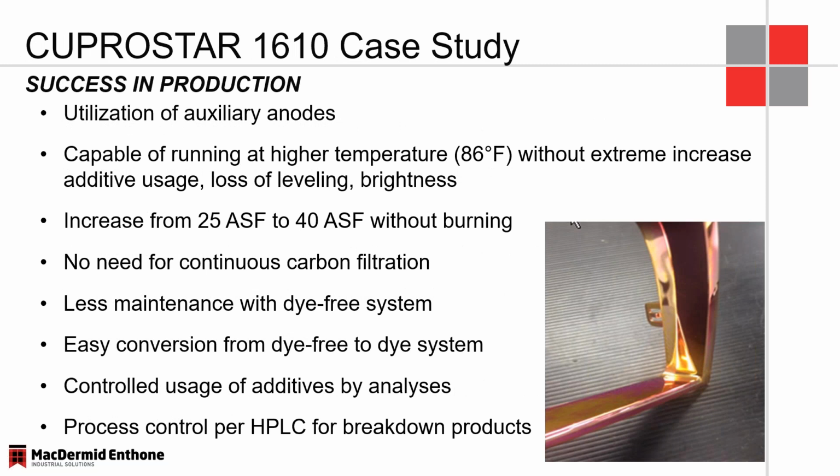Again, auxiliary anodes, so pretty much worst case scenario. We were able to run the auxiliary anodes. We were able to run the bath at a higher temperature, so up to 86 in their case, Fahrenheit, without seeing an extreme increase in additive usage. We also didn't experience any loss of leveling or brightness when we did that. We were able to bump their current density up from 25 to 40 amps per square foot without having burning in the high current density areas.